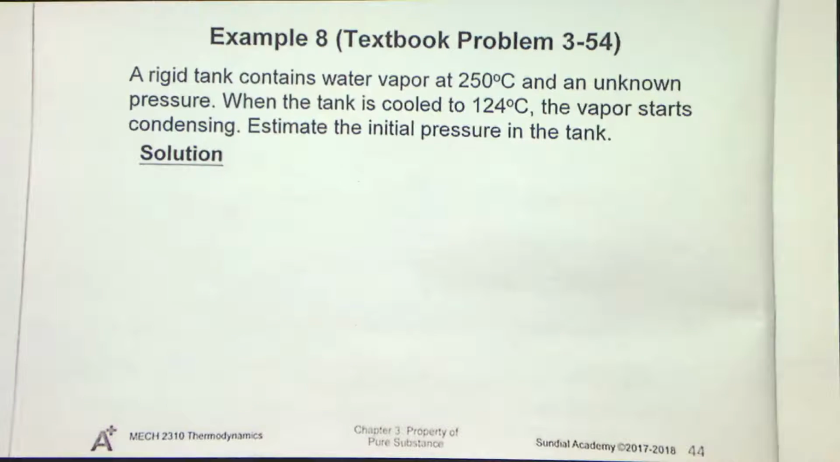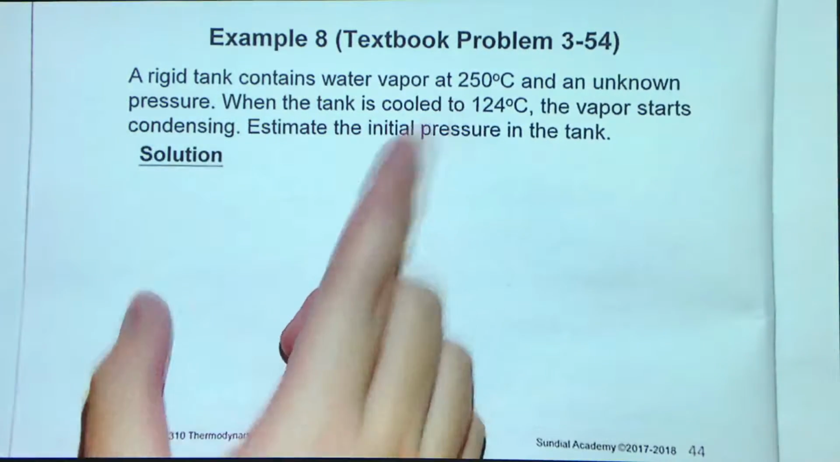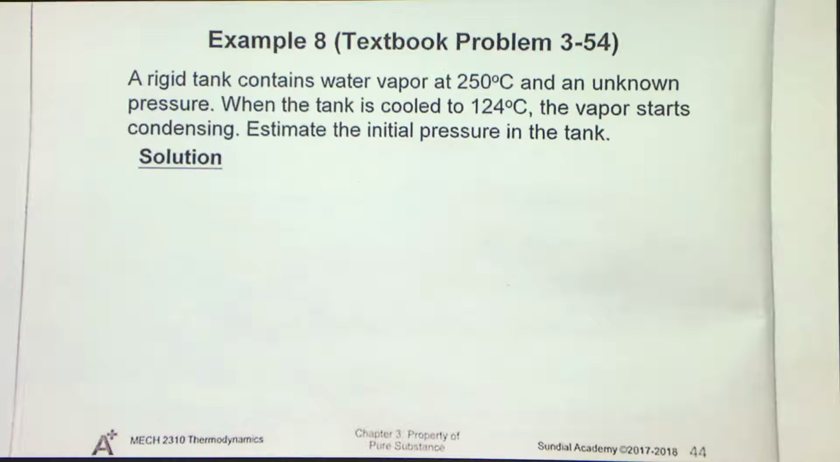So let's go to example 8. In example 8, we have a rigid tank which contains water vapor at 250 degrees C, but we do not know the pressure. When the tank is cooled to 124 degrees C, the vapor will start condensing, and we need to estimate the initial pressure in the tank. Okay? Again, spend some time to do this problem.